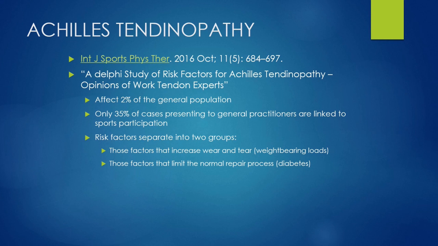The risk factors for the development of Achilles tendinopathy separate themselves into two groups. Those factors that seem to increase the wear and tear, in other words, that contribute to excessive and prolonged loading on the tendon, such as the weight-bearing loads assumed by the tendon, compared to those factors that limit the normal repair process, such as diabetes. It seems that it's the complex interplay between these anabolic and catabolic forces that tips the delicate balance between healthy tendon and degenerative tendon.